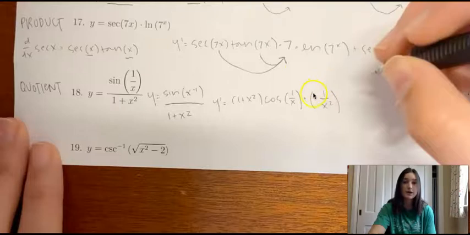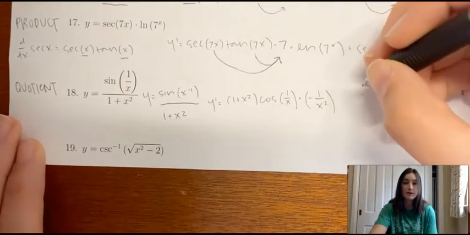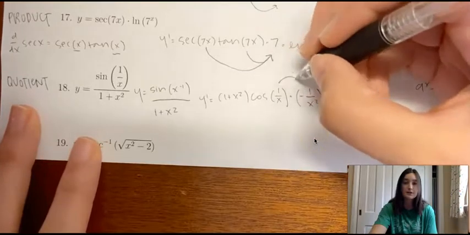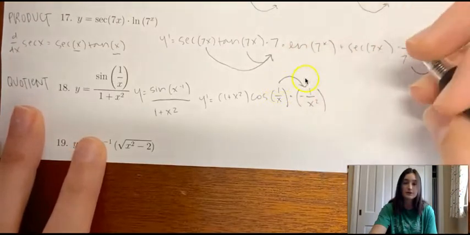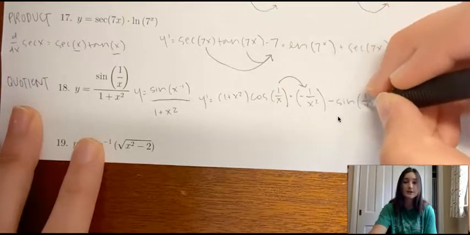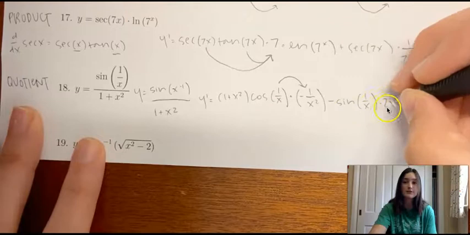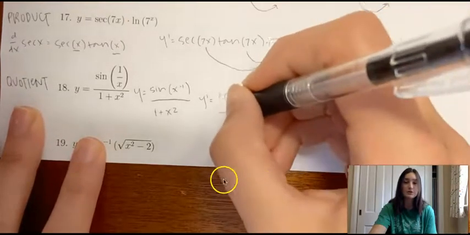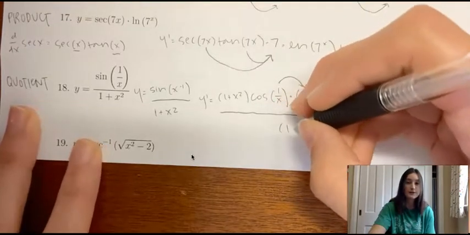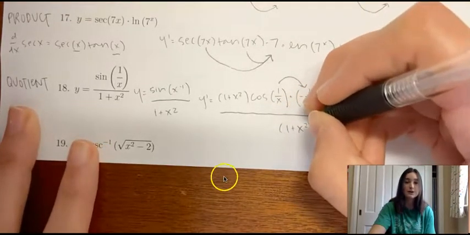And so that's going to be negative 1 over x squared, using the power rule with that negative 1. So that's my low d high minus high d low. So that's going to be minus, or let me write the arrows. So that's where I did the chain rule. So minus high d low, that's minus sine of 1 over x times, that's an easy derivative, 2x. And then you just do all of that over low low. So that's going to be 1 plus x squared, and then a squared on the outside of that.